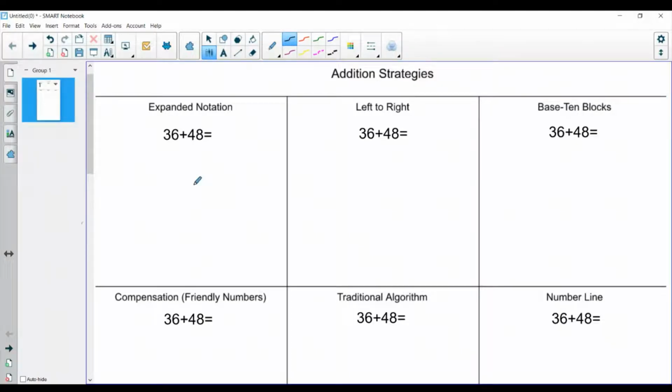Today I'm going to show you 6 addition strategies. We're going to use these strategies to solve 36 plus 48. The first strategy we're going to look at is expanded notation.